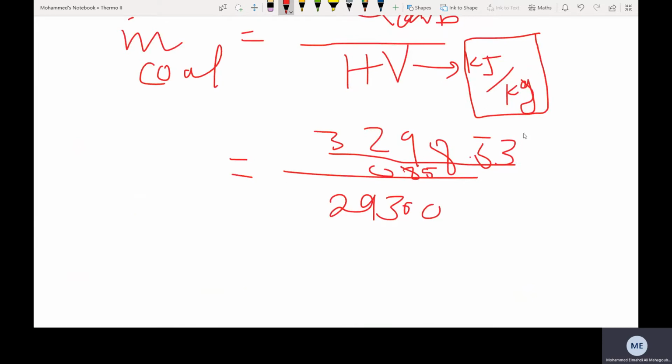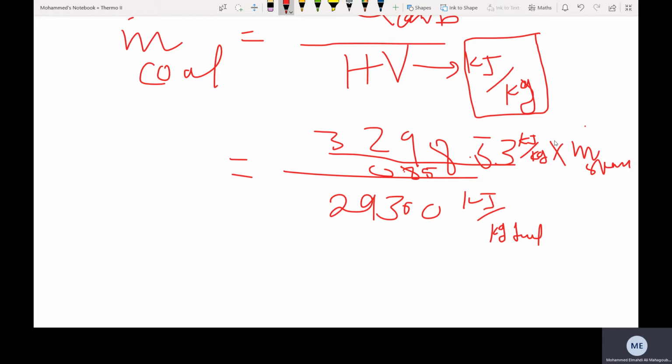So now this one is in kilojoule per kilogram, but per kilogram of what? Per kilogram of steam in the cycle. And this one is kilojoule per kilogram, kilogram of what? Kilogram of fuel. So this should be multiplied by the mass flow rate of what? By the mass flow rate of the steam in the cycle.